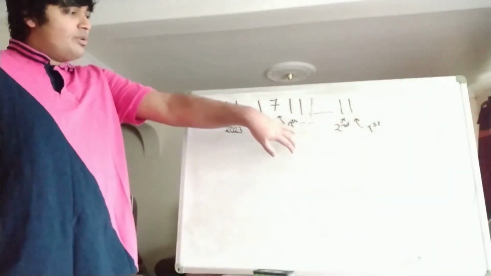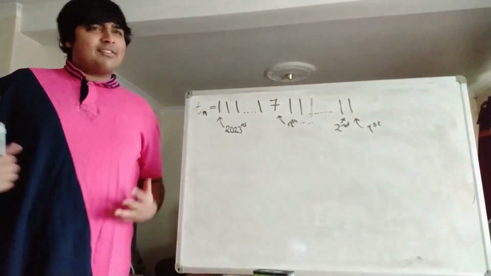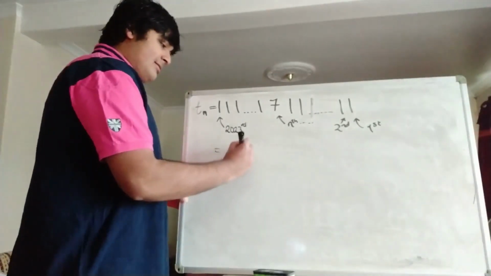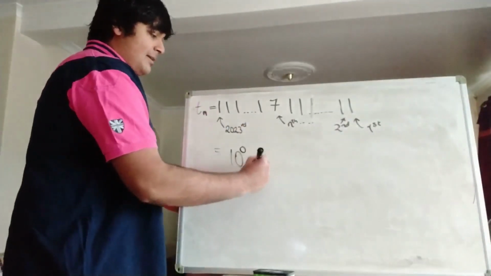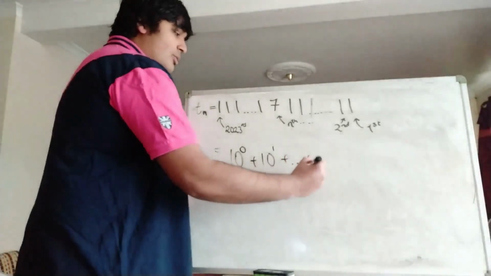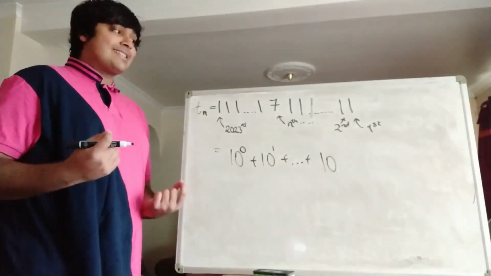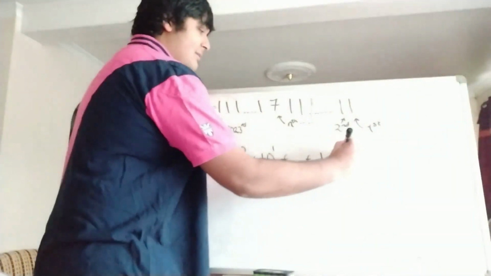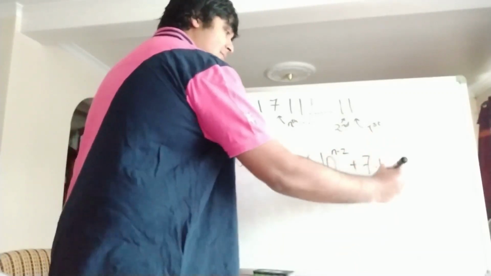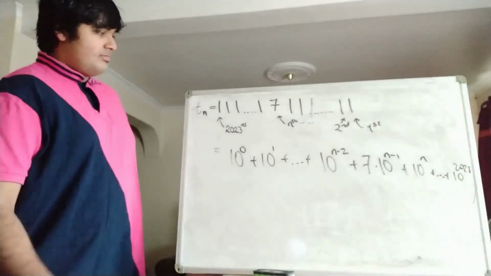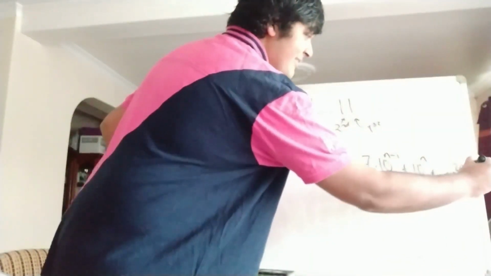Now, let's have a look at what this number is, but write it as sums of powers of 10. So this is equal to 10 to the 0, corresponding to that digit there, plus 10 to the 1, plus so on, all the way up to the 7 column, which is going to correspond to 10 to the n minus 1. So let's write out 10 to the n minus 2 first, plus 7 lots of 10 to the n minus 1, plus 10 to the n, and so on, all the way up to 10 to the 2022, sorry, not 2023. Like so.